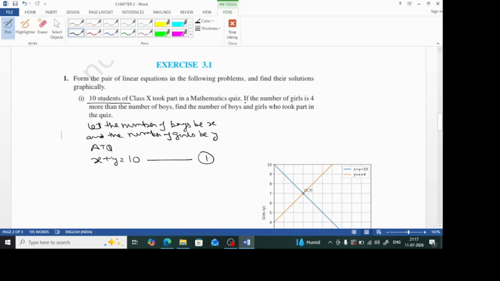Now the second thing is: if the number of girls is 4 more than the number of boys, let us understand how to create this equation. See, if I keep x is equal to y, it means the number of boys equals the number of girls. If boys are 5, girls will also be 5. If boys are 10, girls will also be 10. But in this question, it says girls are 4 more. This means if boys are 10, girls are 14.